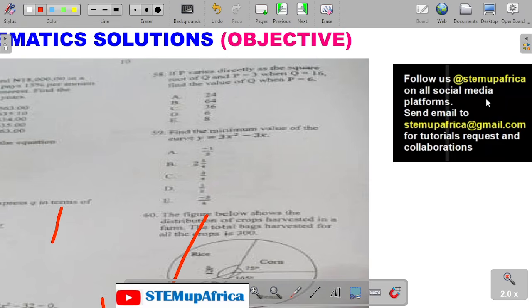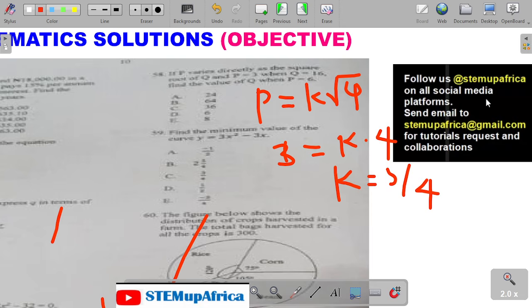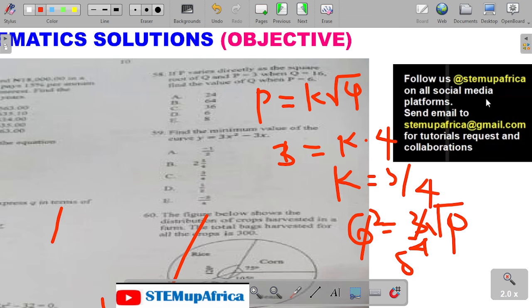So you say P varies directly as the square root of Q. So P equals k root Q. So my P is 3 equals k times 4, since the square root of 16 is 4. So my k is simply 3 over 4. So find Q now. I'm going to have 6 as 3 over 4 and the square root of Q. So here is 2, here will give me 8. 8 squared is 64. 58 is B.